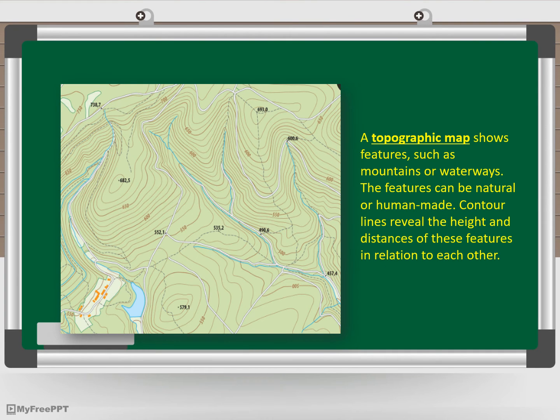Next in line is a topographic map that shows physical features of the land, such as mountains or waterways. The features can be natural or human-made, like roads or dams. Then you can see in the map that it has contour lines like this one. These contour lines reveal the height and distances of these features in relation to each other. And that is called, by the way, elevation.